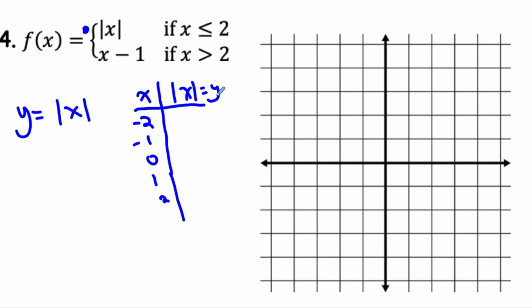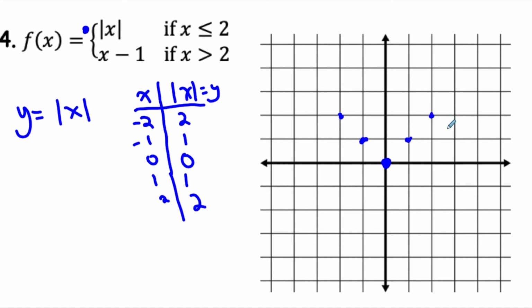So negative 2, if I plug it in there, I get 2. Negative 1 gives me 1. 0 gives me 0. 1 gives me 1. And 2 gives me 2. All right, so 0, 0. Negative 1, 1. Negative 2, 2. 1, 1. 2, 2. There we go.